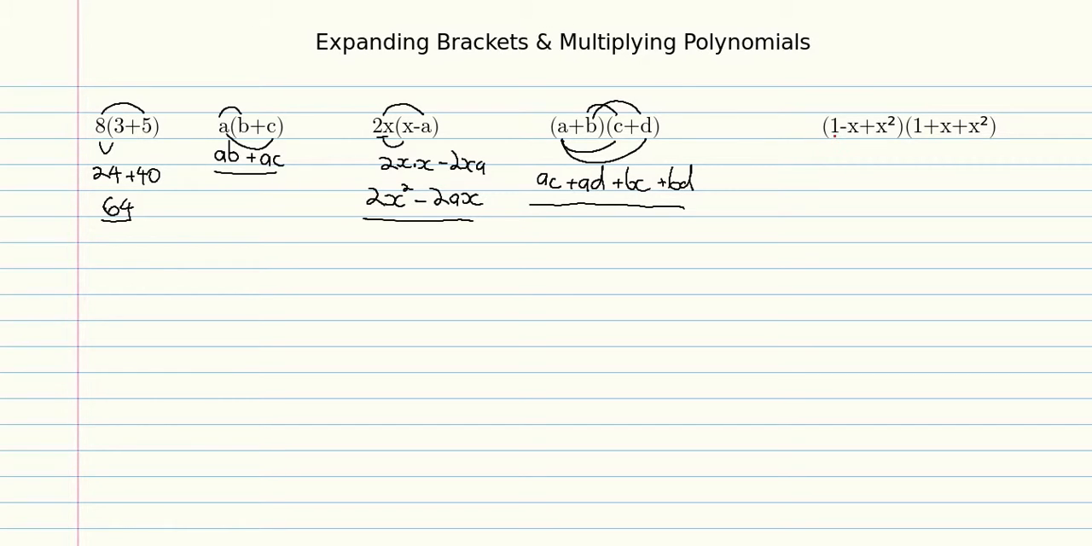So we have 1 times 1 equals 1. 1 times x is positive x. 1 times x squared is positive x squared.